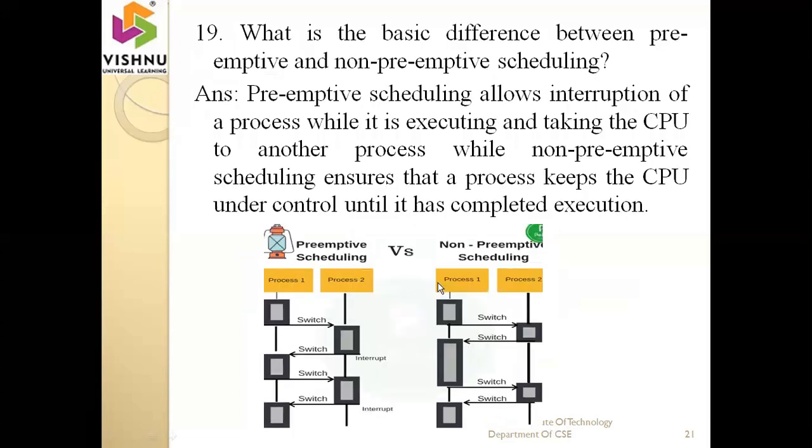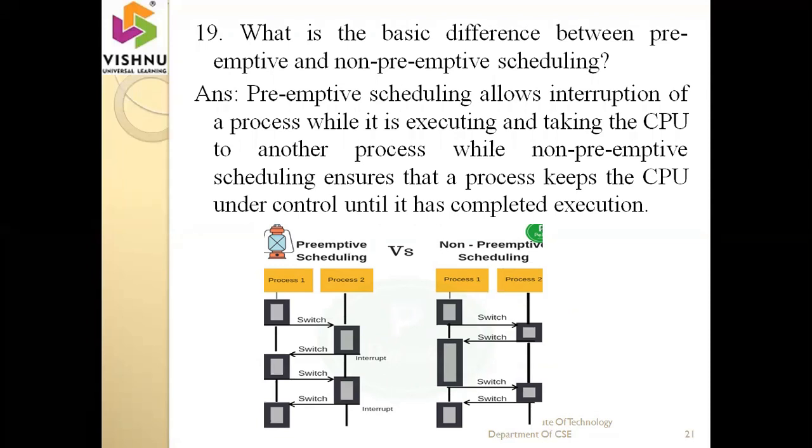Next one is, what is the basic difference between preemptive and non-preemptive scheduling? Preemptive means if one process is in execution, and after some amount of time another process is ready to join the CPU, then we check the priority between these two processes. Then we remove the currently running process and insert the new process. That is called preemptive.